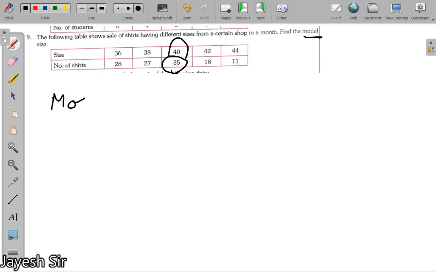So modal size is equals to 40. इतना ही करना है और कुछ नहीं लिखना. Solution 9, modal size is equals to 40. If you want to add more, you can add the definition of mode here.